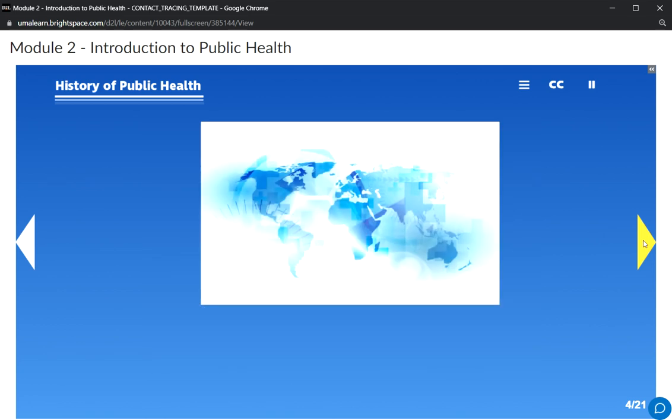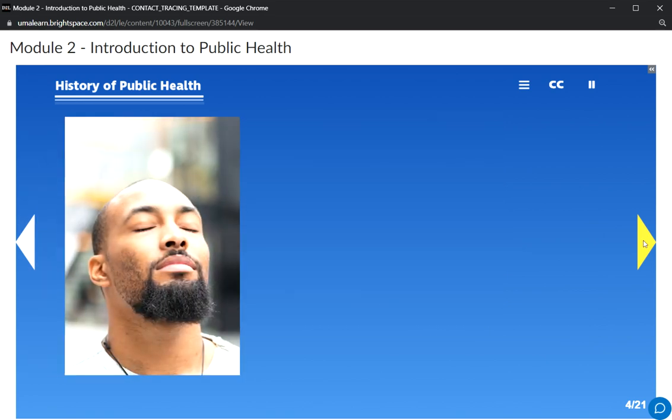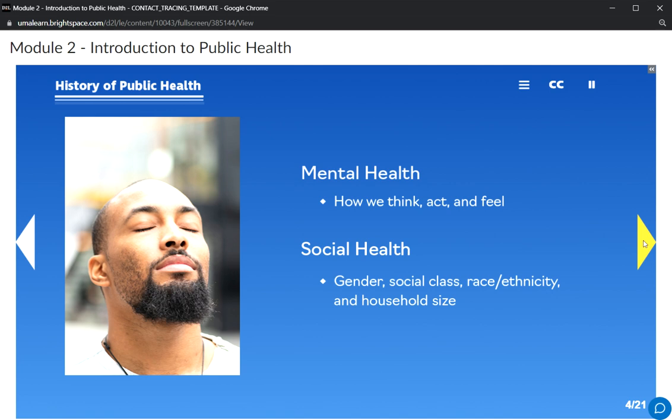The World Health Organization defines health as a state of complete physical, mental, and social well-being, and not merely the absence of disease and infirmity. It's important to mention that this definition of health forces us to examine factors beyond the physical aspects of health. We should understand that the mental and social aspects of health are just as important. Mental health is how we think, act, and feel. Social health is heavily influenced by an individual's gender, social class, race or ethnicity, and household size.